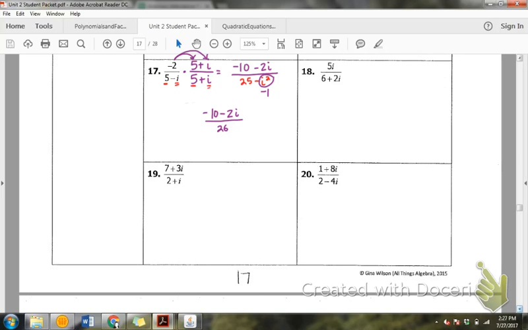If I divide a 2 out of everything, that's going to become 5. That's just i, and that becomes 13. So this would be negative 5 minus i over 13. That's the final answer. Now, I want you to try number 18 on your own, please. 26 divided by 2, I divided each of those terms by 2.